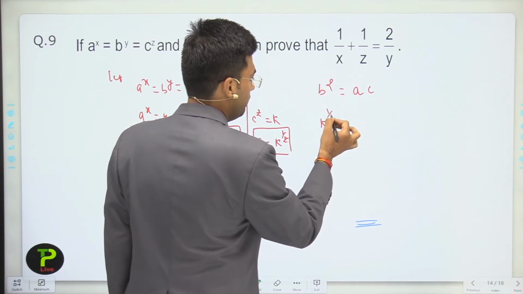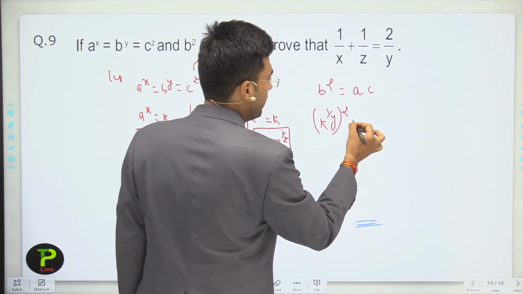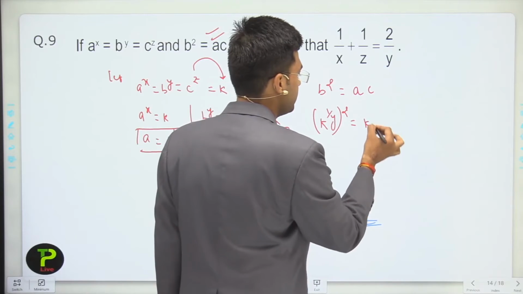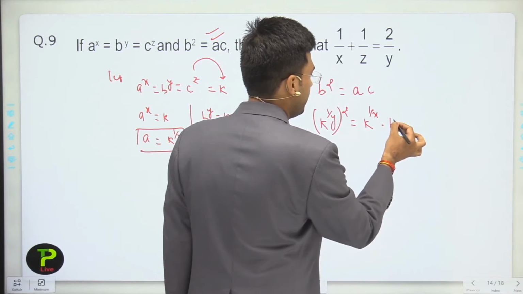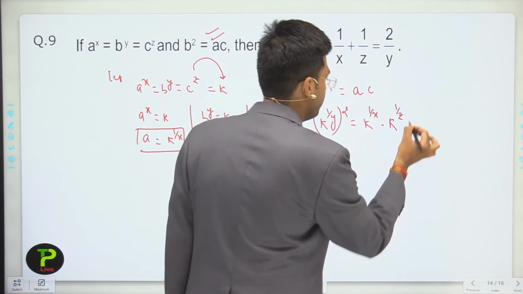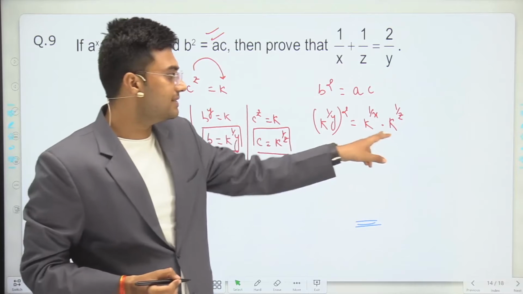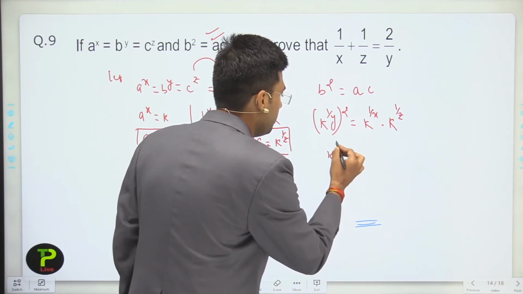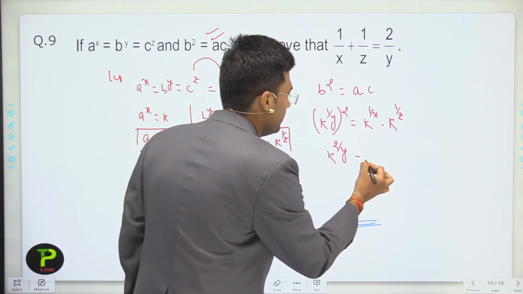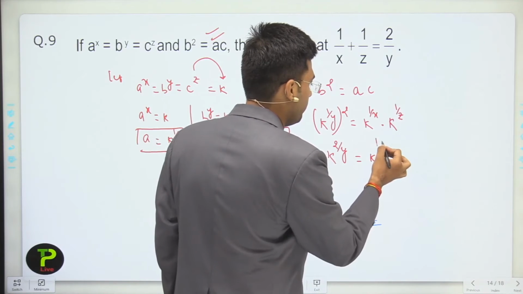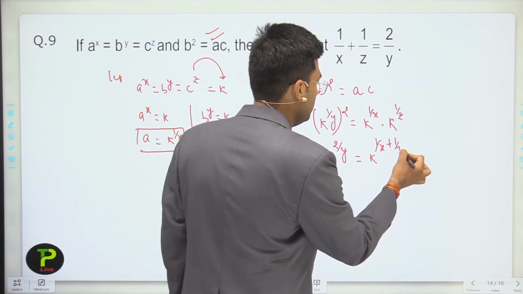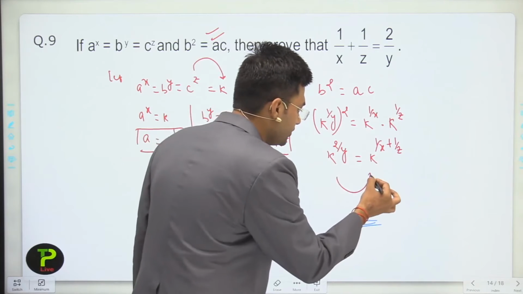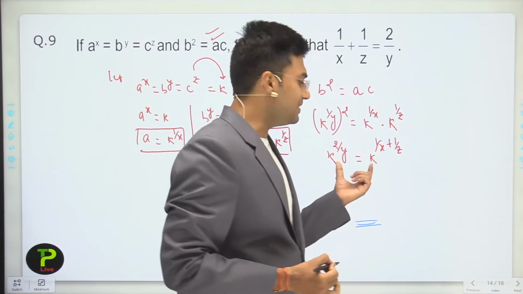K power 1 upon y whole square is equal to, and the value of a is equal to k power 1 upon x multiplied by k power 1 upon z. Now dear students, if the base is same, then powers are added. Let's solve this. It is equal to k power 2 by y is equal to k power 1 upon x plus 1 upon z.